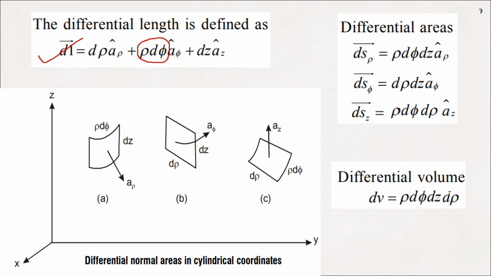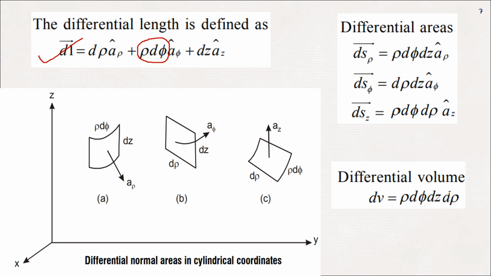Now let us look into the differential surface areas. For a vector coming out from a surface, what are all its bounding elements? Rho d phi and dz. So what will be ds rho? It is nothing but rho d phi into dz. See here, rho d phi into dz.